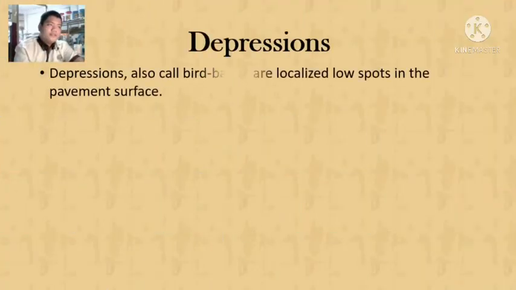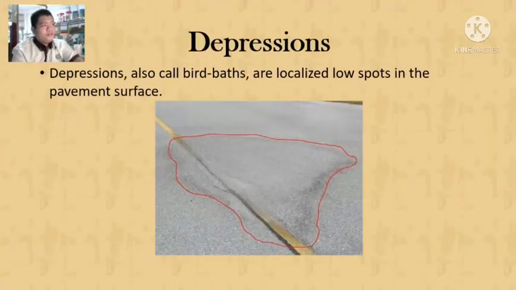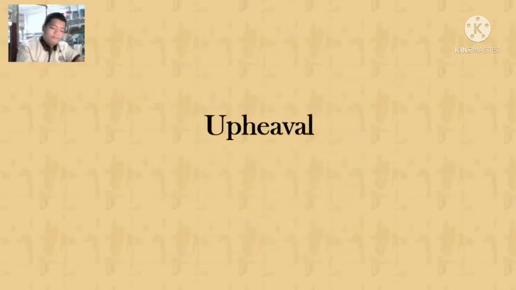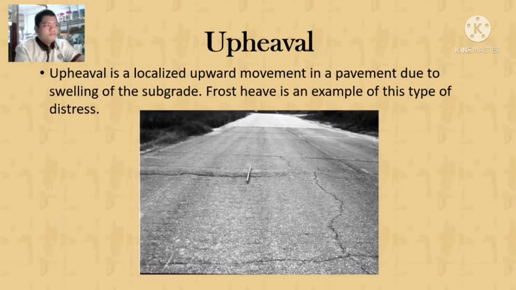Next is depressions. Depressions, also called bird baths, are localized low spots in the pavement surface. These flaws can be caused by settlement or other failures in the lower pavement layers or by poor construction techniques. Upheaval is a localized upward movement in a pavement due to swelling of the subgrade. Frost heave is an example of this type of distress.